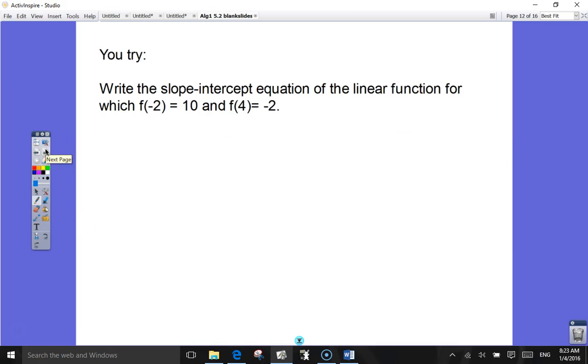So there's your turn. Turn those 2 function notations into points and then find the line.